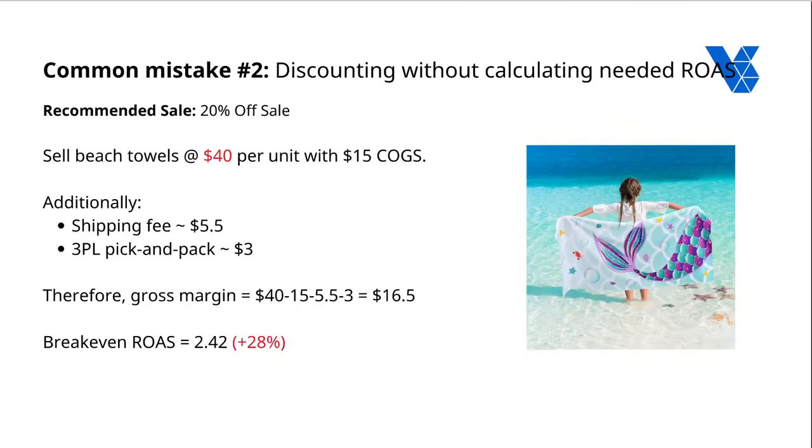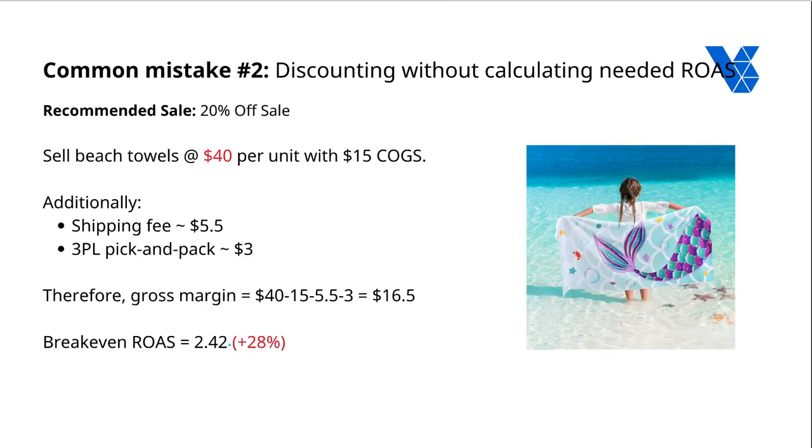Common mistake number 2 is discounting without calculating the needed ROAS. And this is relatively straightforward, and let's run through a recommended sale here of 20% off. With 20% off, we're selling the towels now at $40 a unit with a $15 cost of goods sold, which, running all of the same math, means that we now need a break-even ROAS of 2.42, which means that we need a 28% uplift just to break even on new customer acquisition.